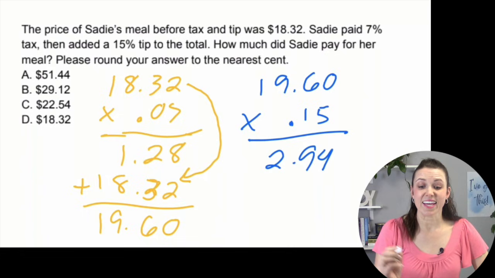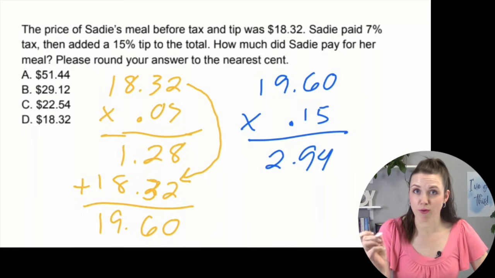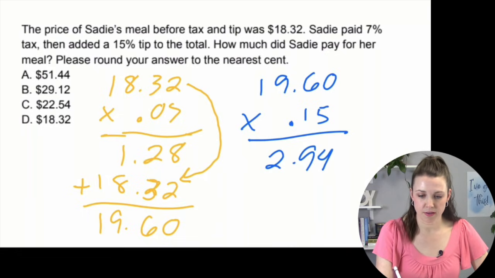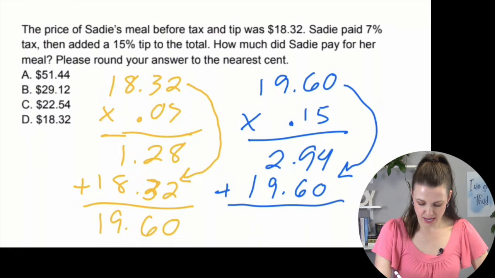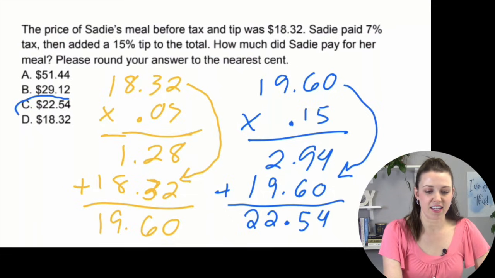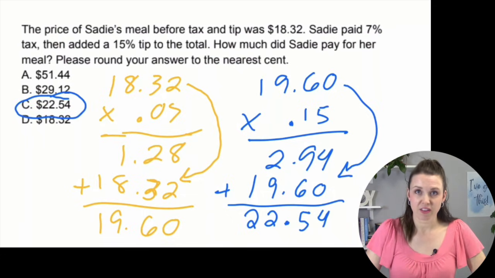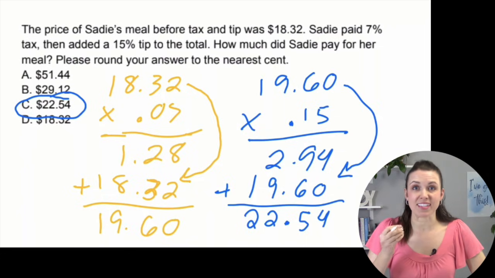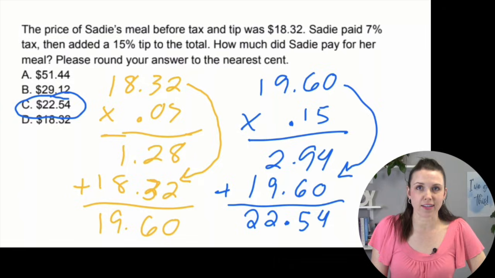So we're going to take the 1960 and the 294 and add them together. So bring this down here, 1960, add them together, and we get $22.54, and as you can see here, the answer is C. I used a calculator, which made this a little bit easier. You can do it by hand, but really knowing how to do the calculator is critical for the GED or HiSET test.